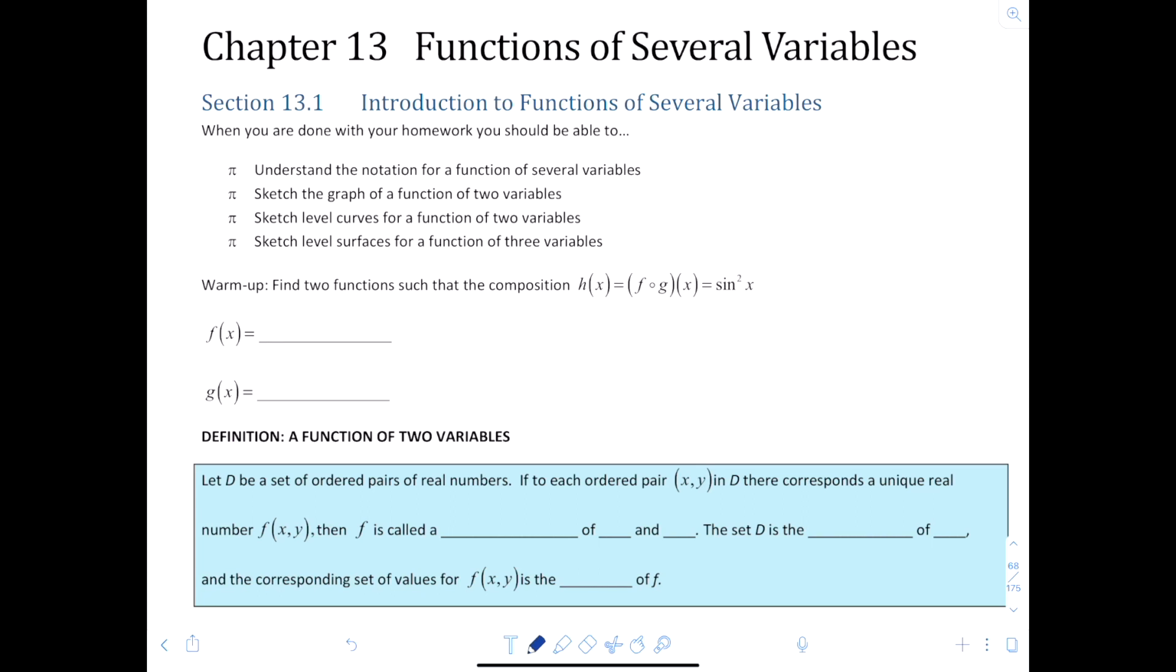So starting with 13.1, it's just kind of an intro to functions of several variables. So we want to understand the notation, sketch graphs, sketch level curves, and level surfaces if we've got a function of 2 and 3 variables respectively.